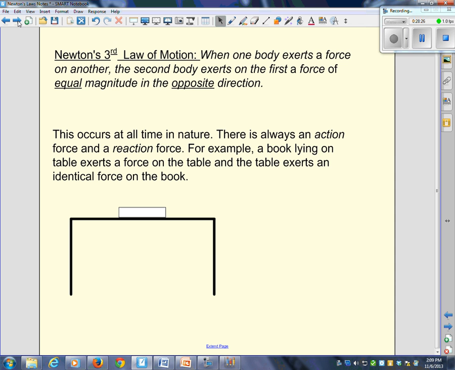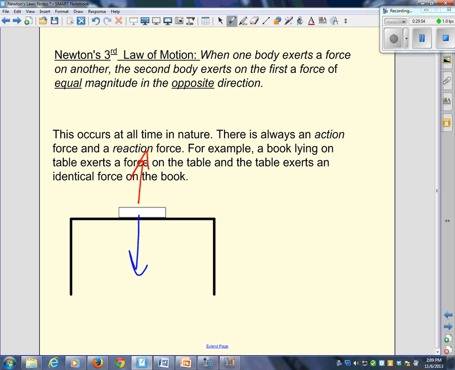Okay. This occurs all the time in nature. This is happening everywhere, almost 100% of the time. There is always an action force and a reaction force. Example: a book lying on the table exerts a force on the table, and the table exerts an identical force on the book, except for one small thing. Opposite direction. Is it not? Opposite direction. Equal and opposite.